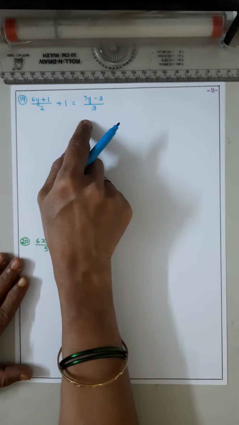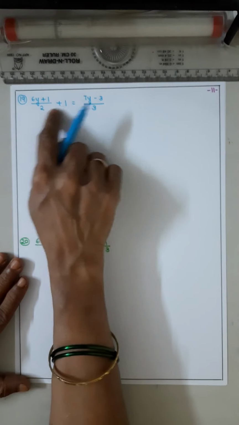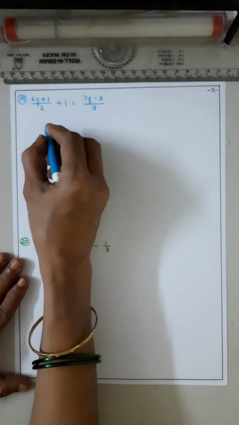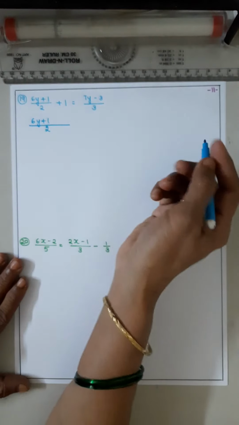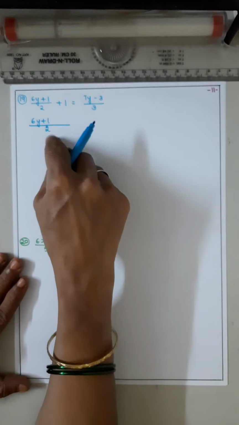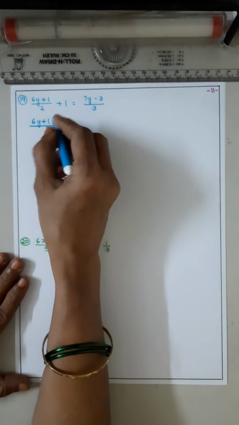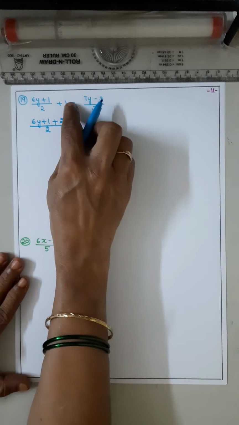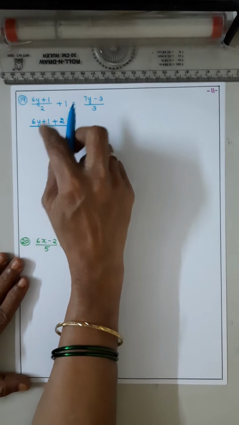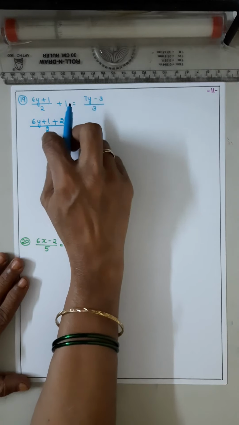In the example also you have seen this type of sum. So convert this by taking the LCM. So 2, take the LCM. This one will be as it is, 6y plus 1, because the denominator is 2 and the LCM is also 2, so the numerator will be as it is. Now plus 1 means what? 1 means whatever the LCM, that one only you will be writing in the numerator, isn't it? So 1 means 2 by 2.